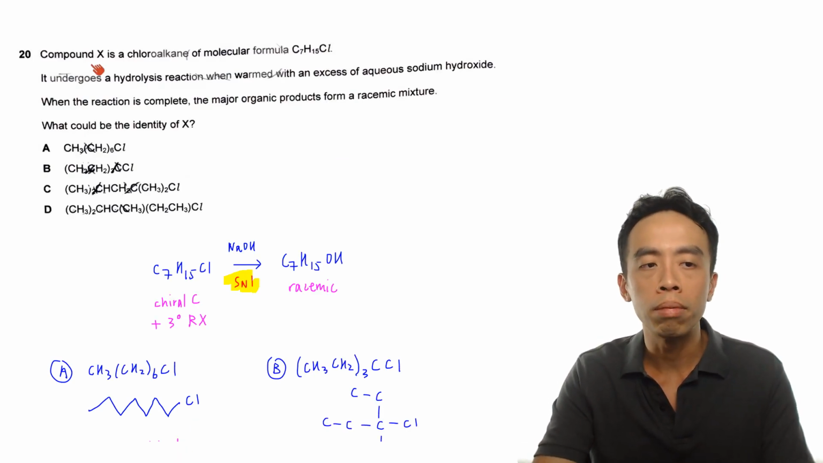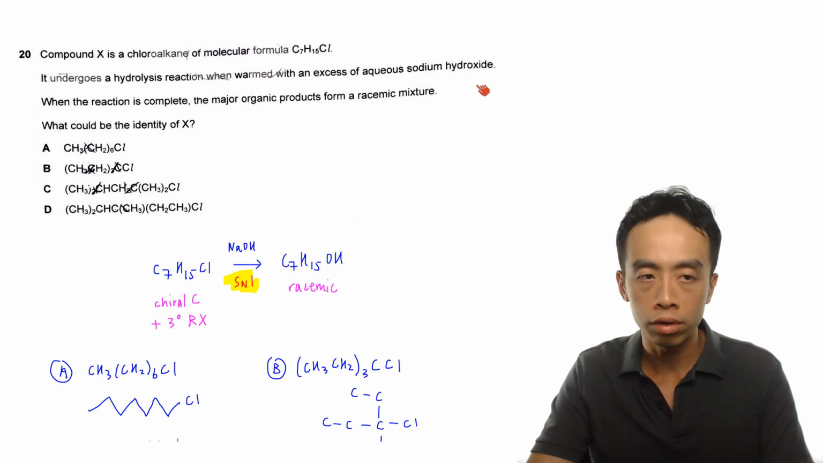Question 20, compound X is a chloroalkane of molecular formula C7H15Cl. It undergoes a hydrolysis reaction when warmed with an excess of aqueous sodium hydroxide. When the reaction is complete, the major organic products form a racemic mixture. So what could be the identity of X?